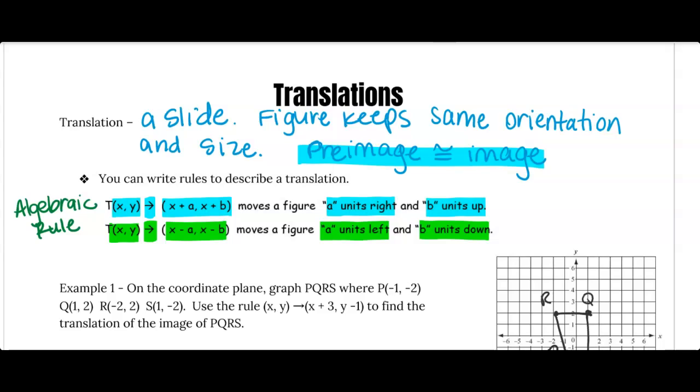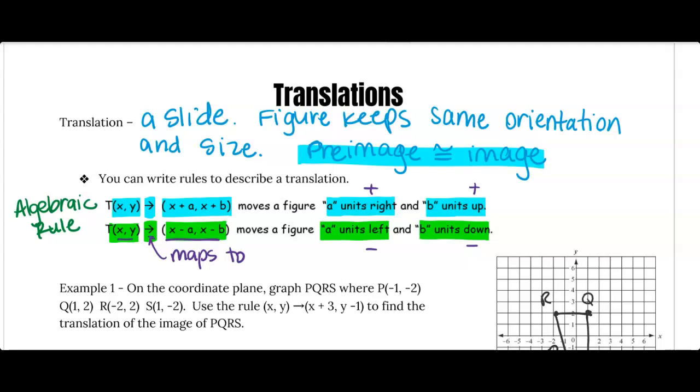So if it's minus, it's left. If it's plus, it's right, with x. And plus with y is up and minus with y is down. You can mix them up. This little arrow means maps to. So you're saying your original point maps to this rule, and that's where you just simply do what they've told you to do.